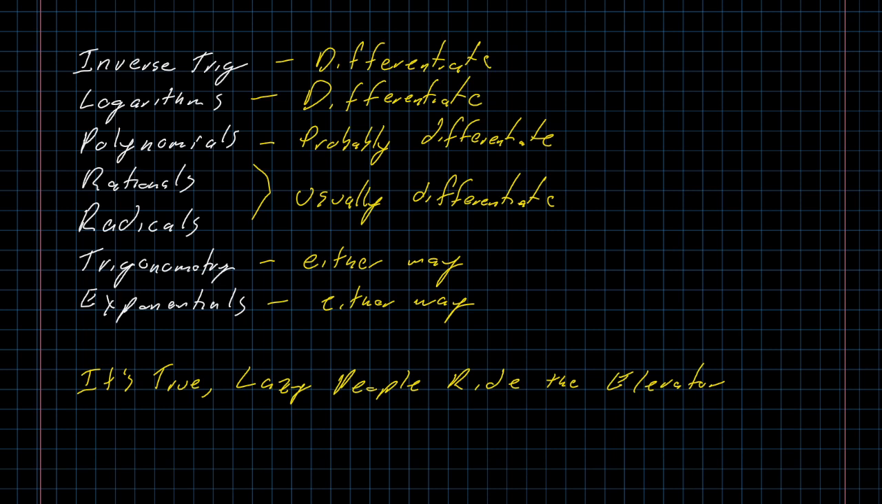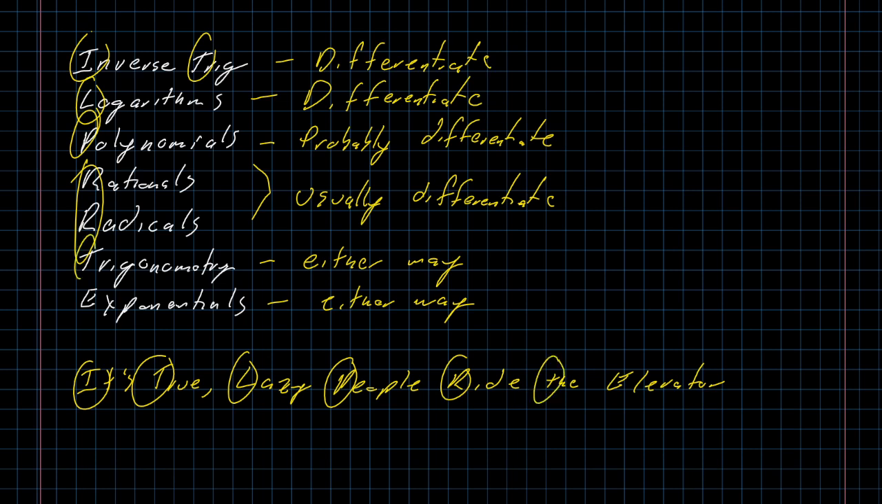And if you remember that it's true, lazy people ride the elevator, it's not that difficult to remember this order of these functions. Right? I: inverse trig. L: logarithms. P: polynomials. R: rationals and radicals. T: trigonometry. E: exponentials. In this order, pick u. And then the rest is dv.